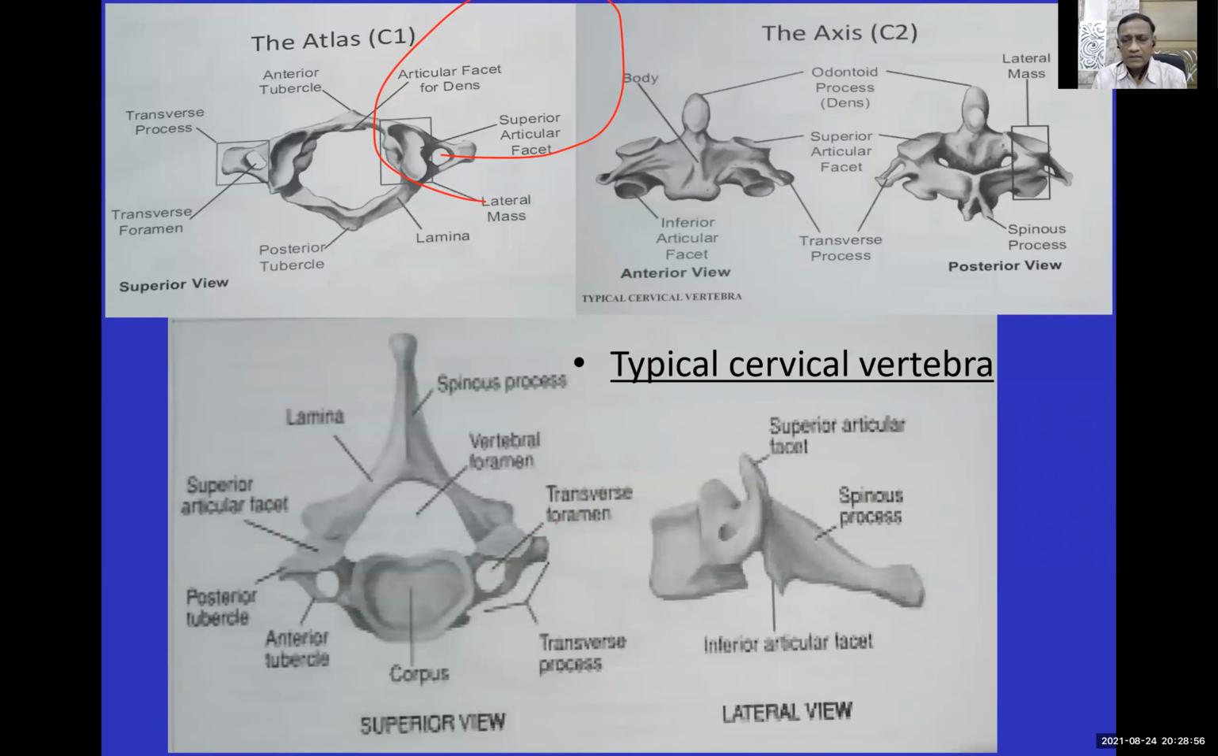In the cervical spine, there are 3 types of vertebrae. There are 2 atypical, C1 and C2. You can see here there is no body, and there is a foramen in the transverse process. In C2, there is a body, but there is an axis. This represents the body of the C1. And then the typical vertebra has a transverse foramen in the transverse process, and you can see there's a lamina, spinous process, body, all things are there.